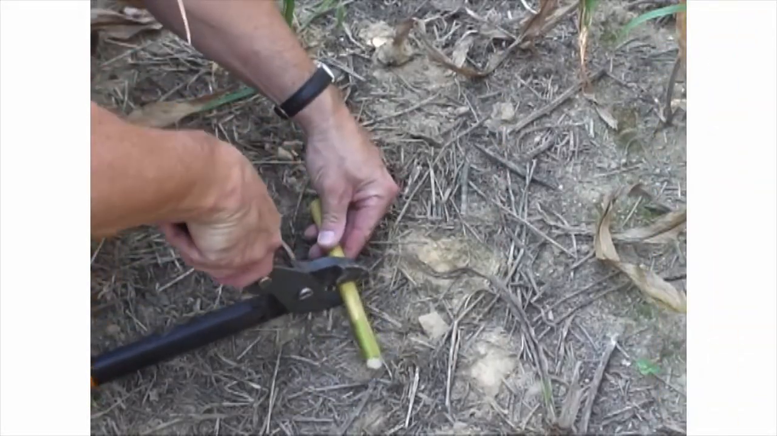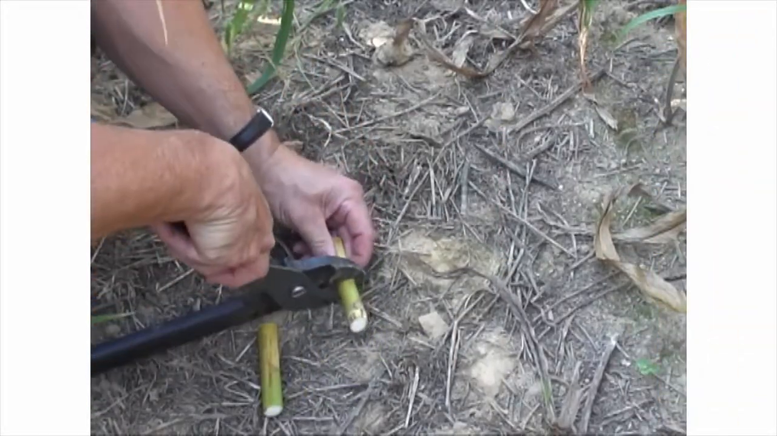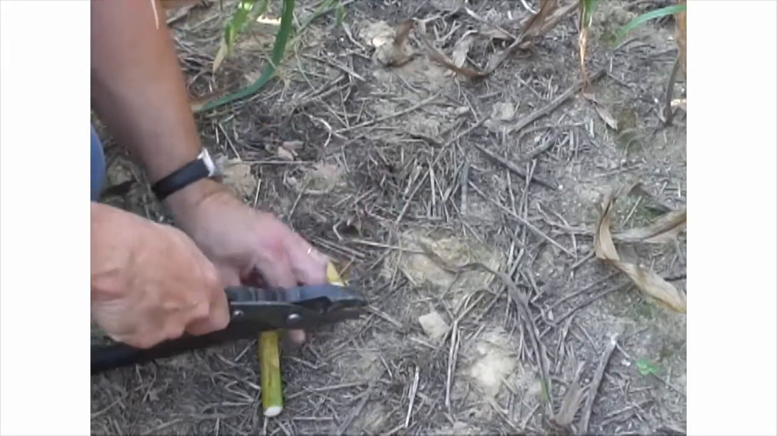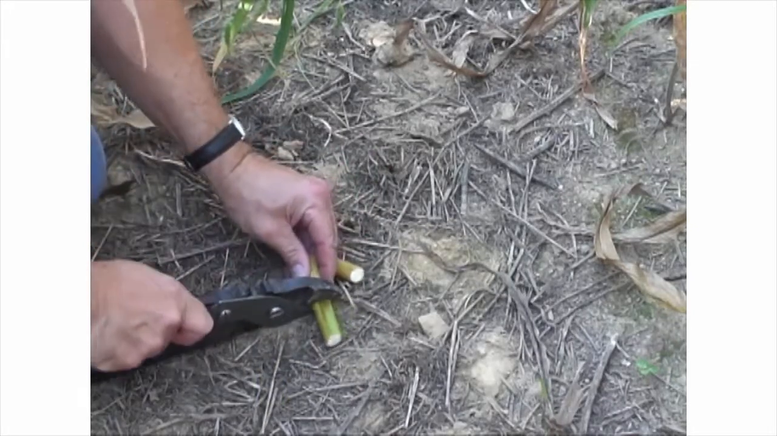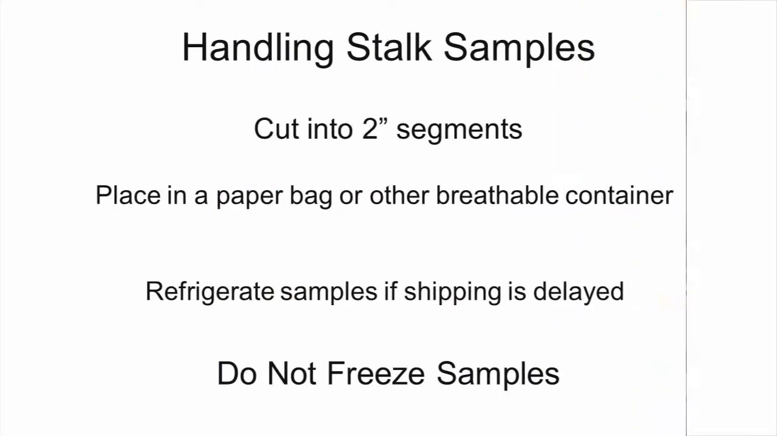After the samples have been taken in the field, they need to be cut into 2-inch segments. Place these pieces in a paper bag or other breathable container so they will not mold. If the samples cannot be sent to a lab for a couple of days or over a weekend, keep them in the paper bag or breathable container and store them in a refrigerator. Do not freeze the samples, as this could alter the results.